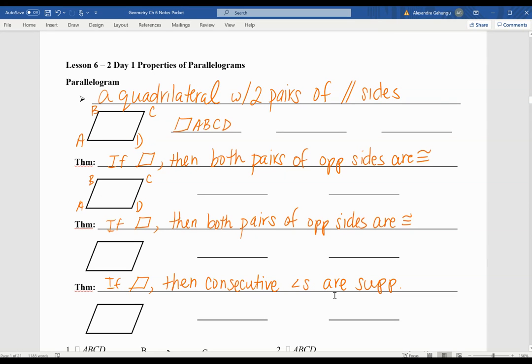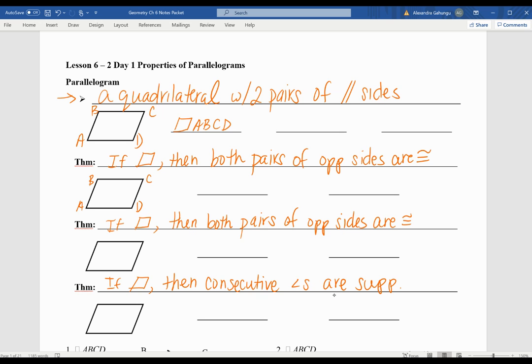Okay, so this is the second section of chapter 6, and we're talking about parallelograms. So a parallelogram is a quadrilateral with two pairs of parallel sides.